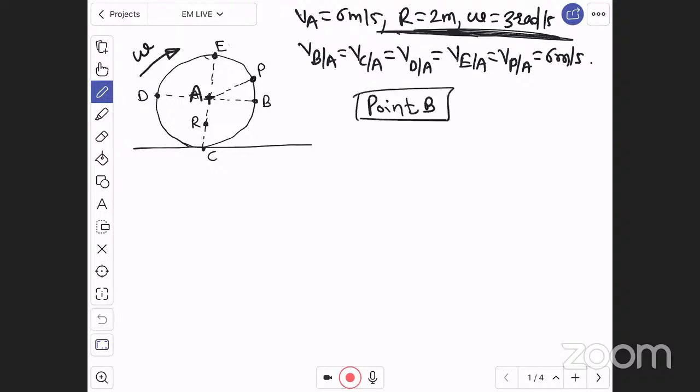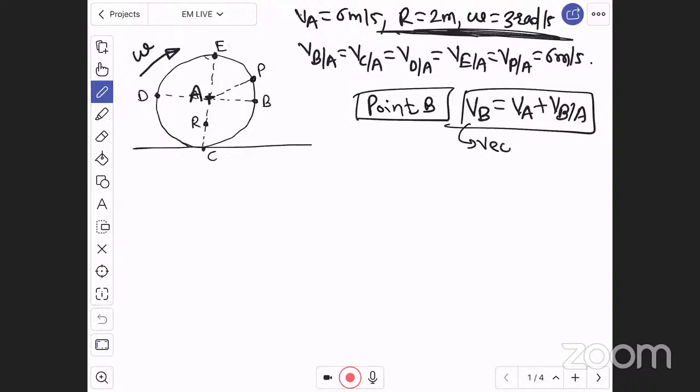We can say velocity of point B is equal to velocity of A plus velocity of B with respect to A. This derivation we have done, but this is a vector addition. Don't do a direct addition; this is vector addition, as per the law of parallelogram. Now focus on point B. Now this is a wheel.